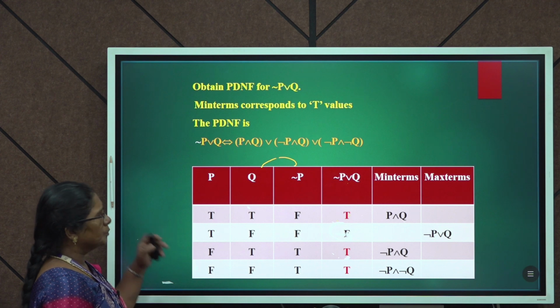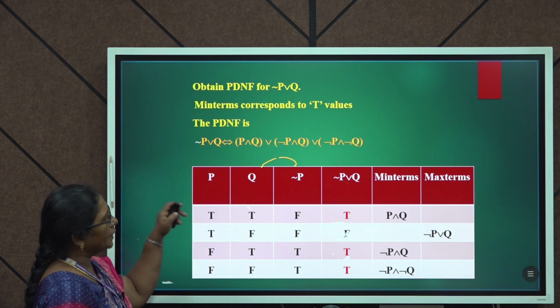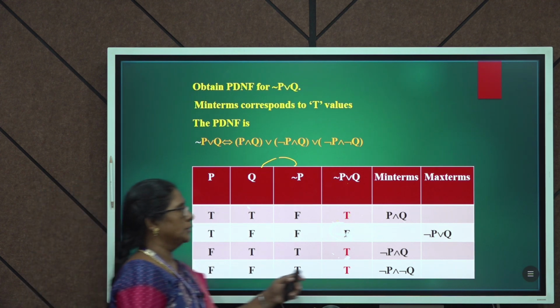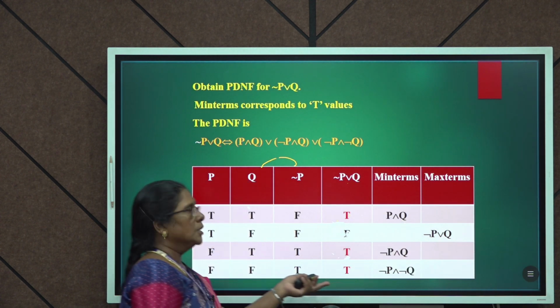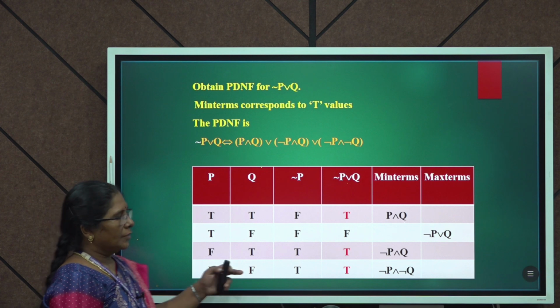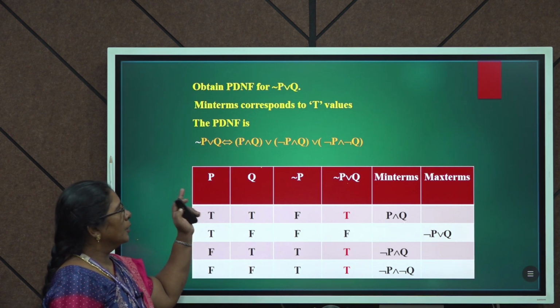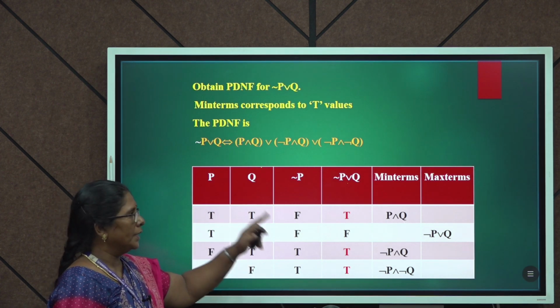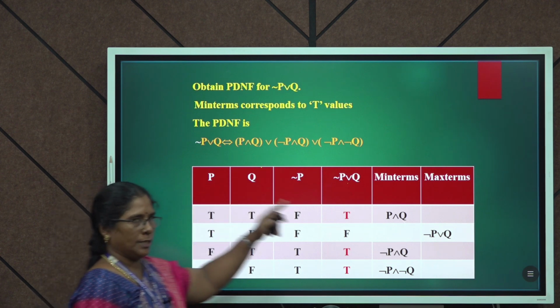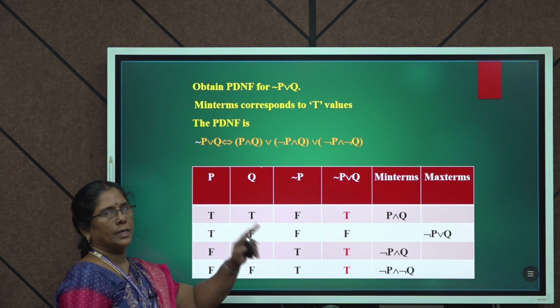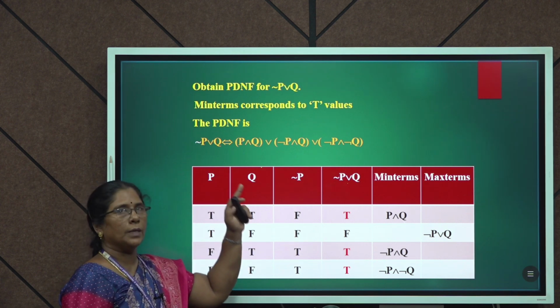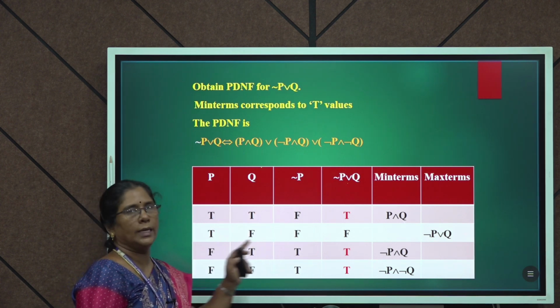So this is the procedure to find the PDNF or PCNF by making use of the truth table. Likewise, by making use of max terms, we can write the PCNF. We can solve many problems for finding PCNF and PDNF by making use of this truth table. In my next video, I will tell you how to find PCNF and PDNF when three statement variables P, Q and R are involved.